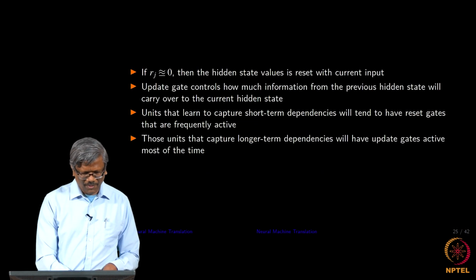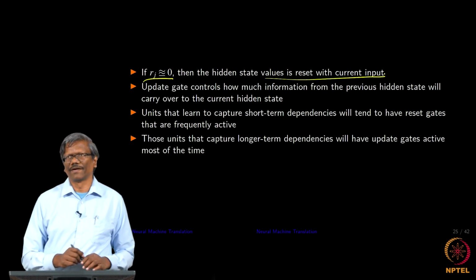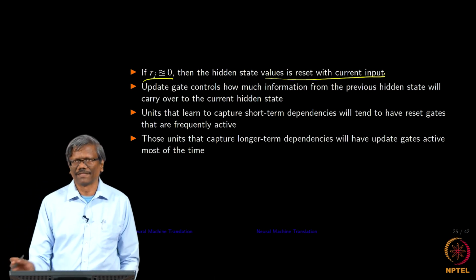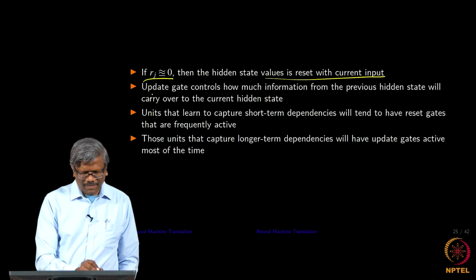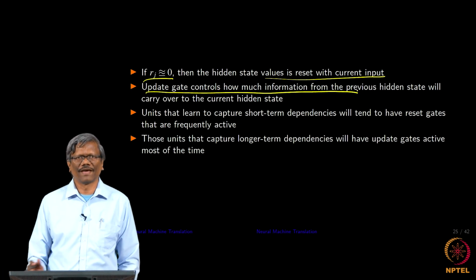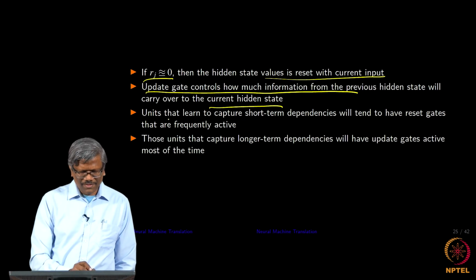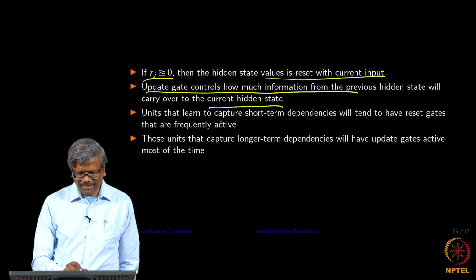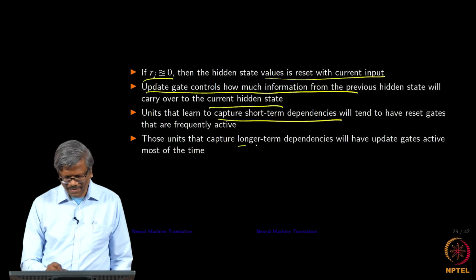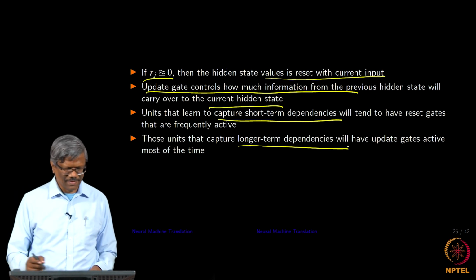All right. Okay. So, if the reset value is equal to 0, the hidden state value is reset with the current input states. I think we know about this. We studied in detail in the LSTM as well as in the GRU. The update gate controls how much information from the previous hidden state should flow or carry over to the current state. Okay. These units, during the training, automatically learn to capture short term dependencies, okay, and then they also capture the long term dependencies on their own during the training process. Okay.